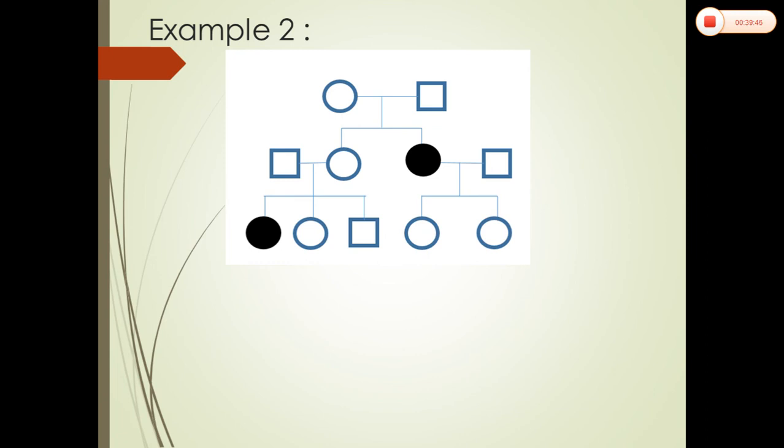What we have to do? First, see whether parents are affected or not. No, parents are not affected. This is recessive. The trait appears in the second generation, which means it is recessive. Now let's see whether it is autosomal or sex linked. So this is an autosomal recessive character.